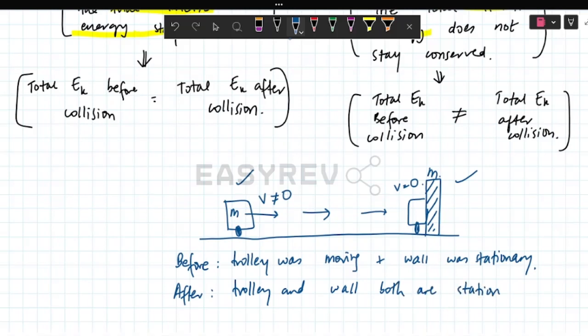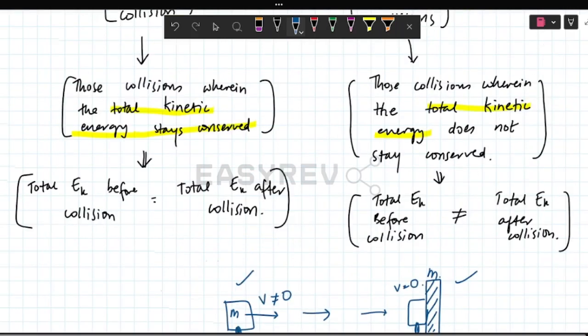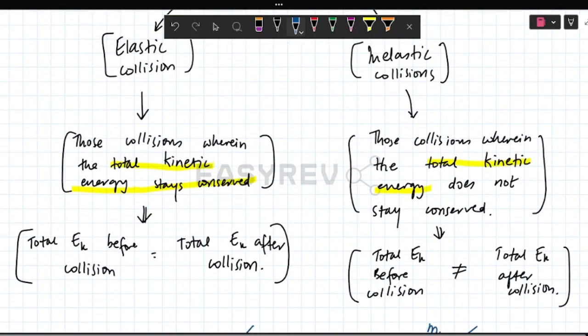So we can clearly see how in the before scenario there was non-zero kinetic energy for the entire system of the trolley and the wall. But after collision, that total kinetic energy somehow just dropped to zero. So it's perfectly valid for inelastic collisions to occur, wherein the total kinetic energy before and after collision are no longer the same. But when it comes to elastic collisions, they can be the same.